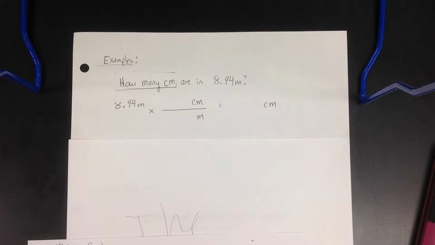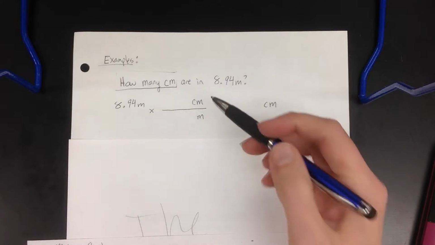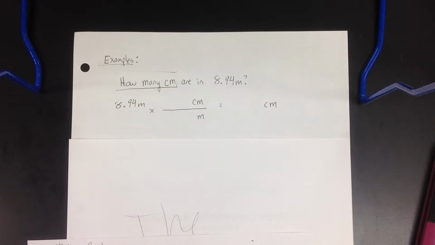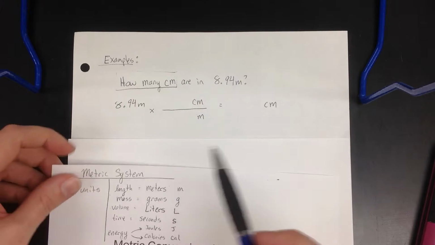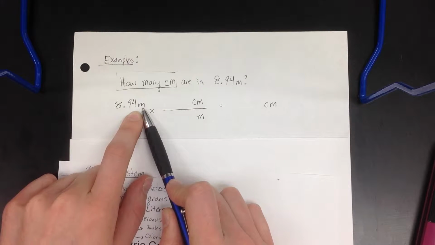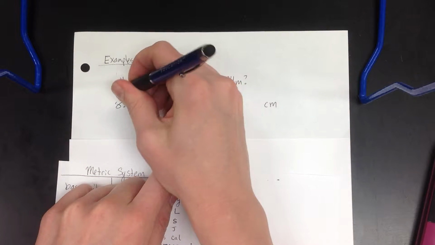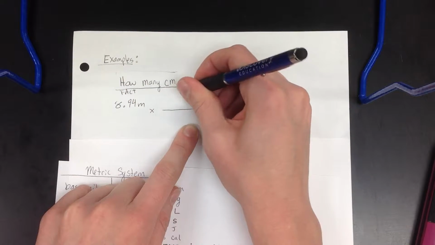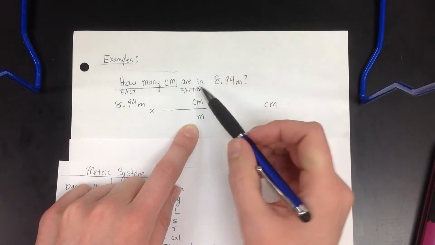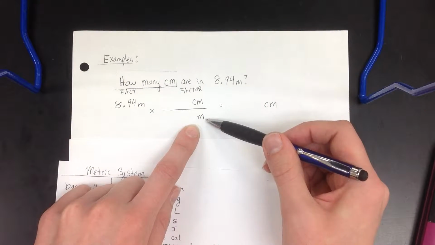The reason why I'm asking that question, do I have a factor that gets me from meters to centimeters, is because in some conversions you might need multiple factors in order to get to the correct answer. And we'll see an example like that in a few moments. Now, in this example, I have meters, which is my base unit, on the bottom of my factor. This is my factor. So I need to find a factor that has my base unit of meters on the bottom.